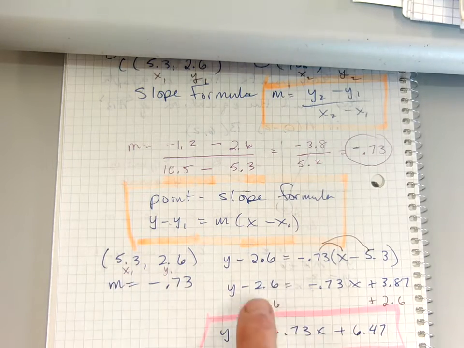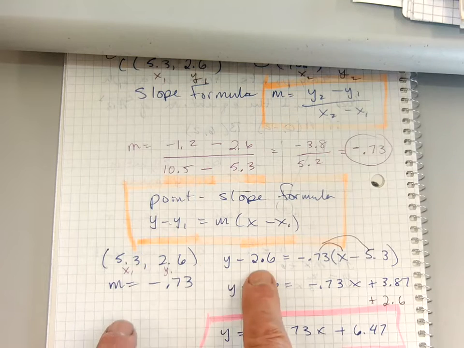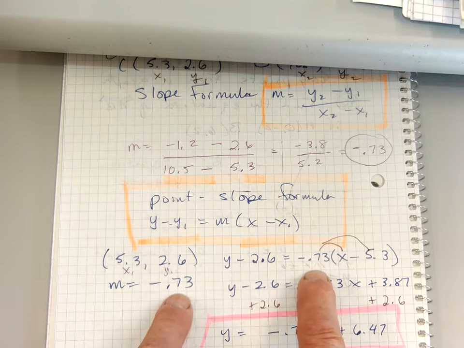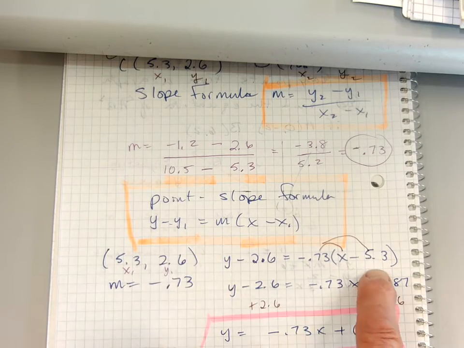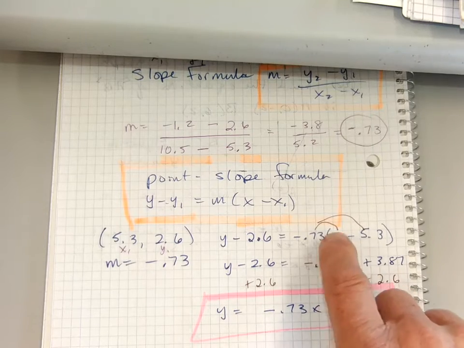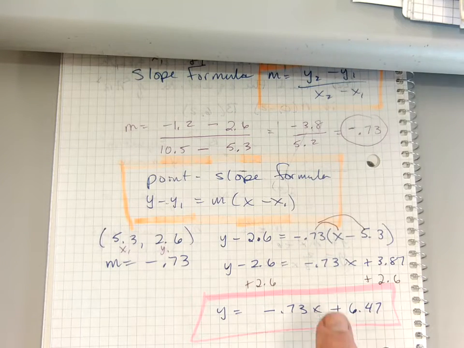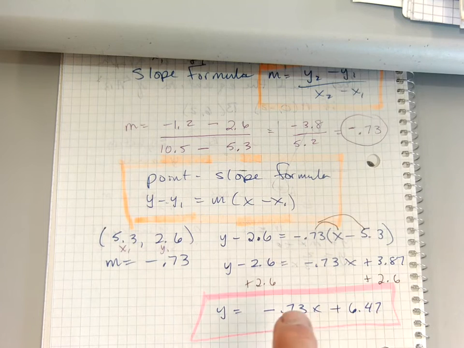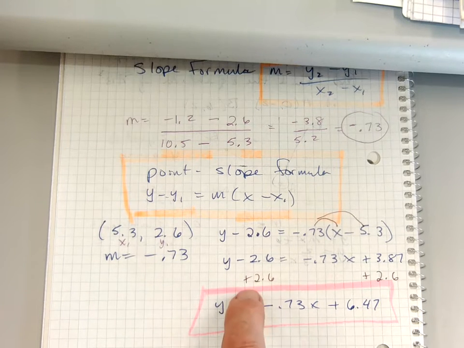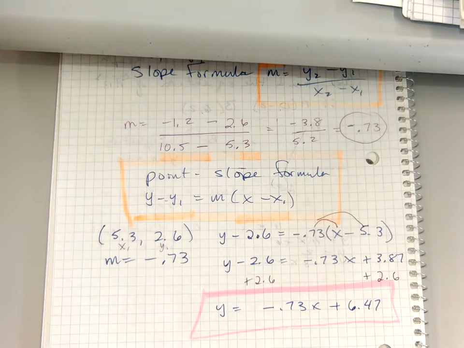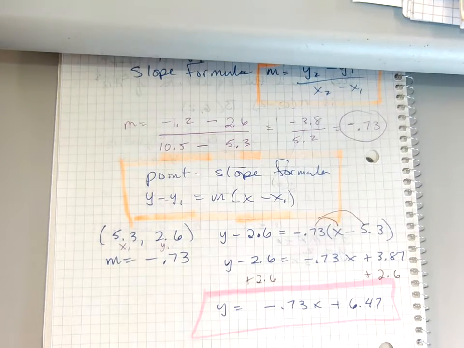So I wrote that y minus y1, 2.6, equals m, which is a -0.73 times x, minus x1, which is my 5.3. And then I simplified it. I did the distributive property, that times that, that times that. I got a -0.73x plus 3.87. Then I wanted to simplify it more, so I went plus 2.6 plus 2.6, and here's my equation. Y equals a -0.73x plus 6.47.